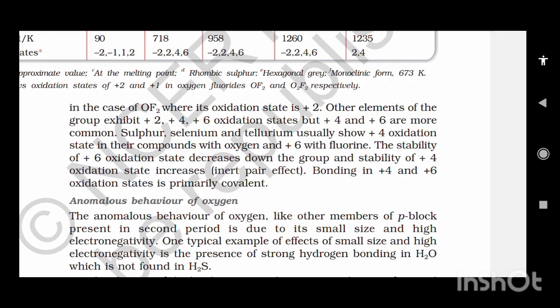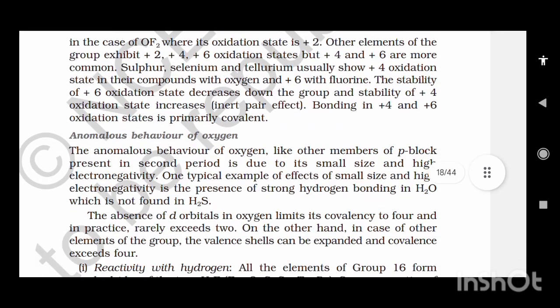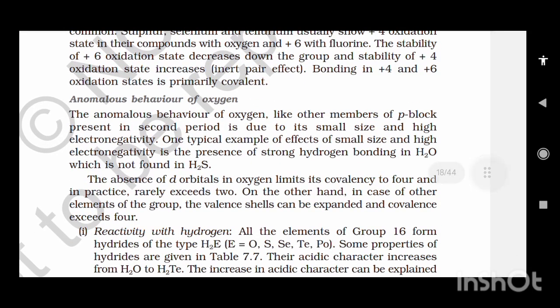Sulfur, selenium and tellurium usually show the +4 oxidation state in their compounds with oxygen and +6 with fluorine. The stability of the +6 oxidation state decreases down the group and the stability of the +4 oxidation state increases. Bonding in the +4 and +6 oxidation states is primarily covalent. Anomalous behavior of oxygen: the anomalous behavior of oxygen, like other members of the p block present in the second period, is due to its small size and high electronegativity.